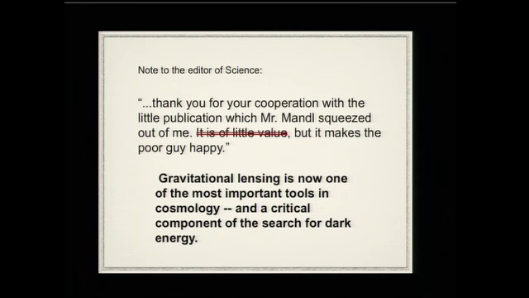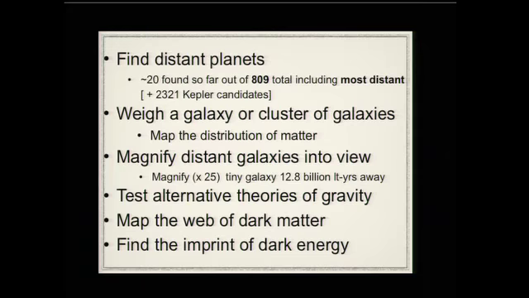So it was a nice note, he was being nice, but it is of little value, it is of immense value. And gravitational lensing is now one of the most important tools we have in all of cosmology and astronomy, and it's absolutely critical and a very important component of every search to understand what dark energy is. What can we do with this idea that you can get rings of light, multiple images, etc.? The fact that you can use space itself, this warping of space as a lens.